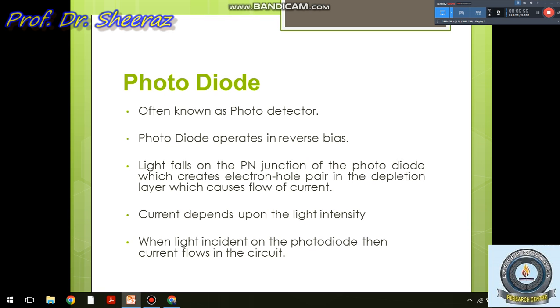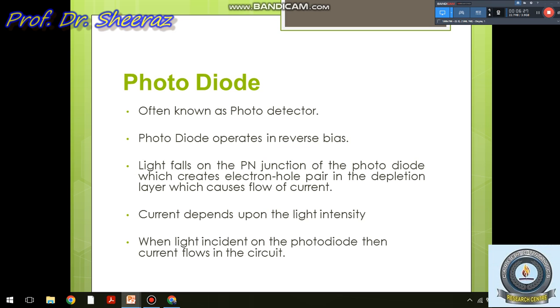Now the photodiode. A photodiode is known as a photodetector, and it is the opposite of the LED. As an LED works in the forward bias direction, a photodiode operates in the reverse bias direction. Light goes out of the LED, whereas in the case of a photodiode, light falls on the p-n junction of the photodiode, which creates electron-hole pairs in the depletion layer, which causes flow of current.